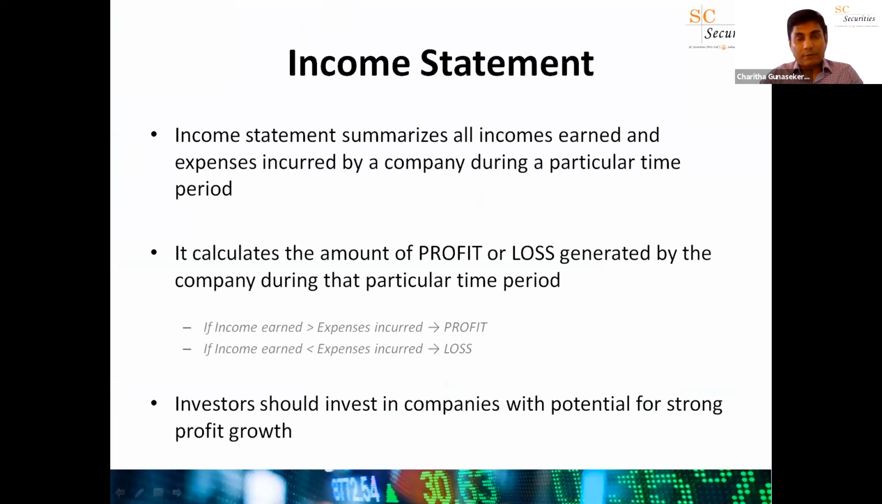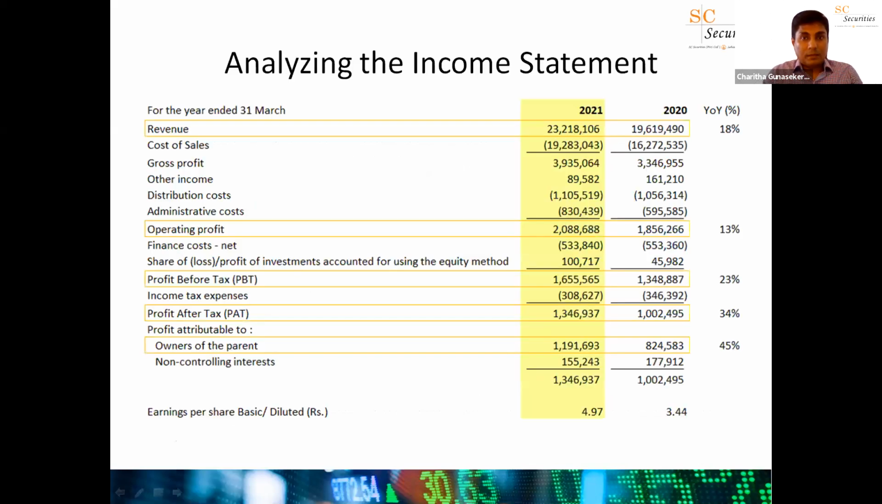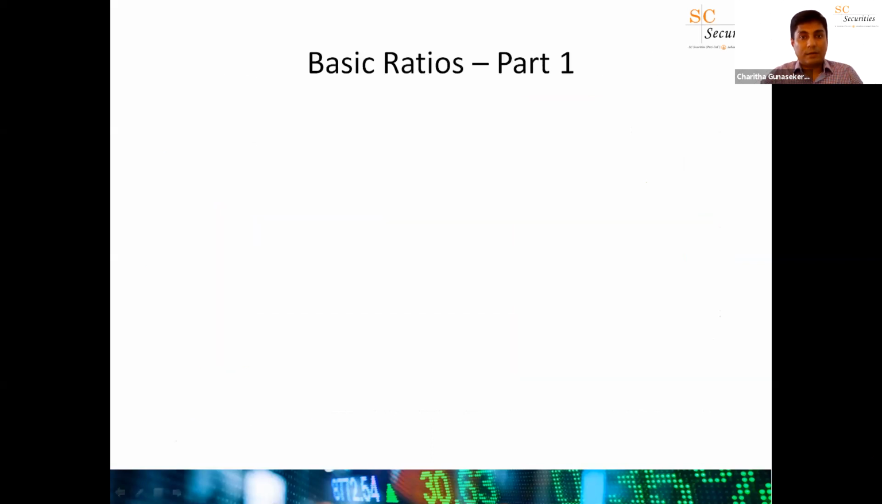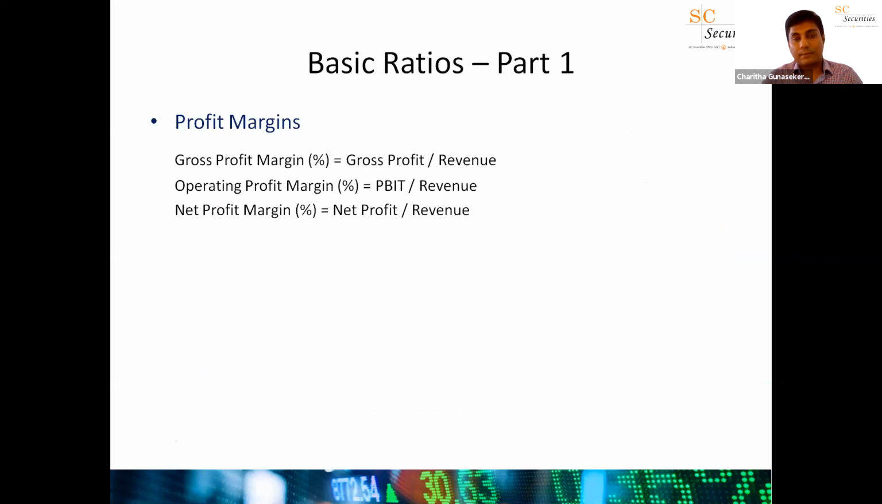A quick recap of what we did in the previous sessions. We discussed the income statement, where we compared our incomes and expenses in order to calculate our profits, and we said that you should look at companies where there is profit growth. We also discussed how to analyze the income statement, how to do horizontal analysis, and how to do vertical analysis, and a few of the basic ratios that we calculate using the income statement.